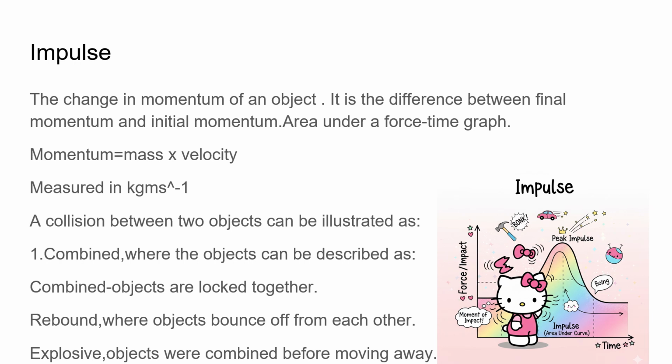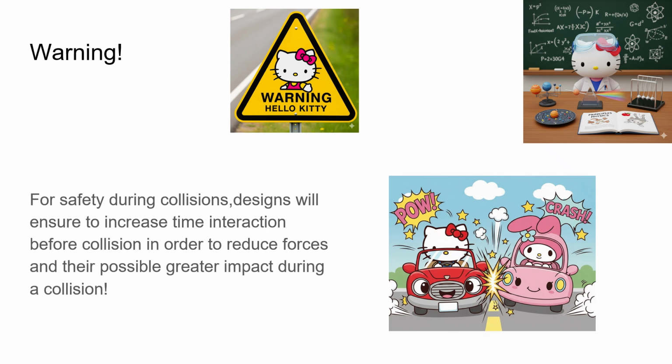Impulse is the change in momentum. It's equal to the force applied multiplied by the time of interaction. That's why cars are designed with crumple zones. Increasing collision time reduces the force experienced. For those curious, there's an illustration and a short yet sweet example of what it really means.